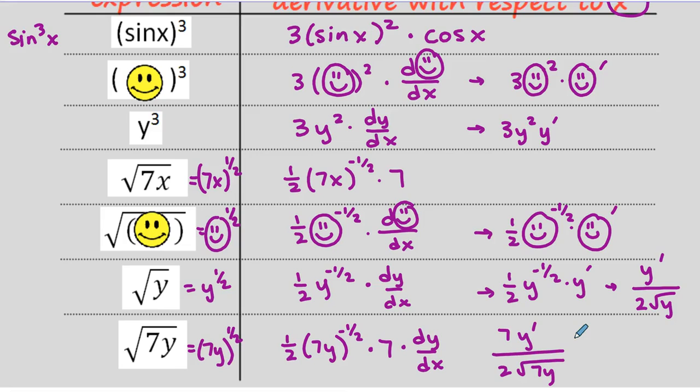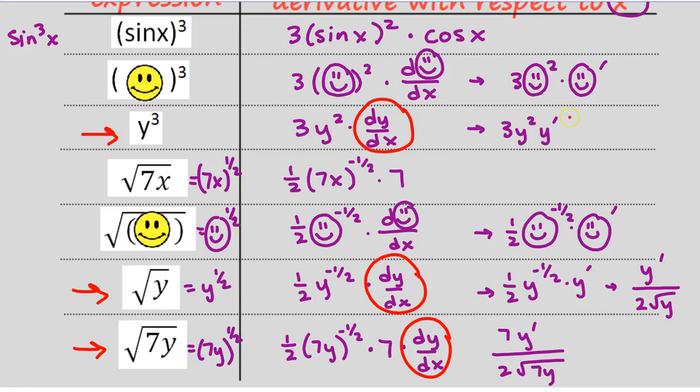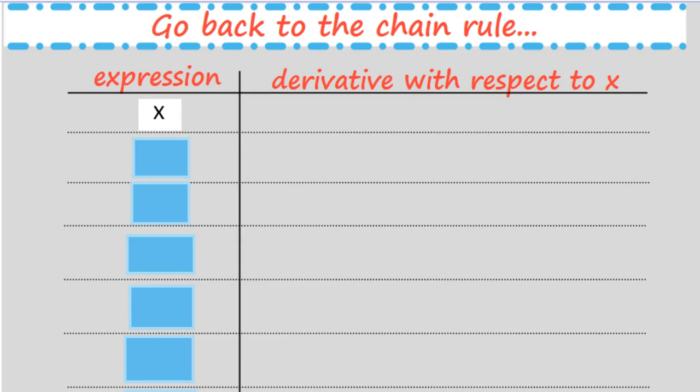So if you look back at all of the examples that involved a y, which is what we'll typically have, you don't typically have problems with smiley faces in them. That's just my way of explaining it to you. Every time we had something with a y, there was a times dy/dx, or a times y prime. That's the derivative of the inside function. Okay, we're going to go through a few more, and then we'll get on to the more complicated problems.